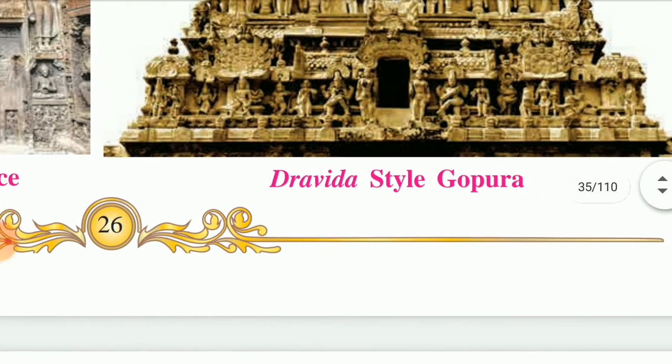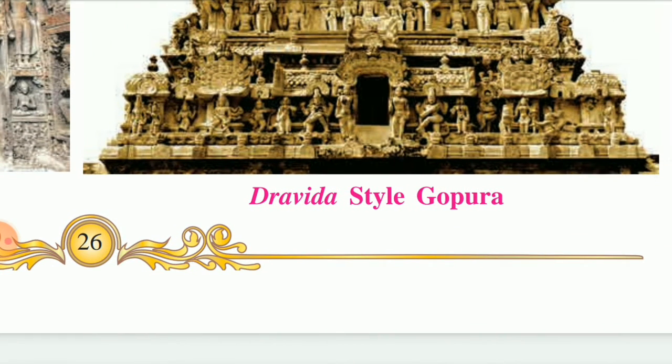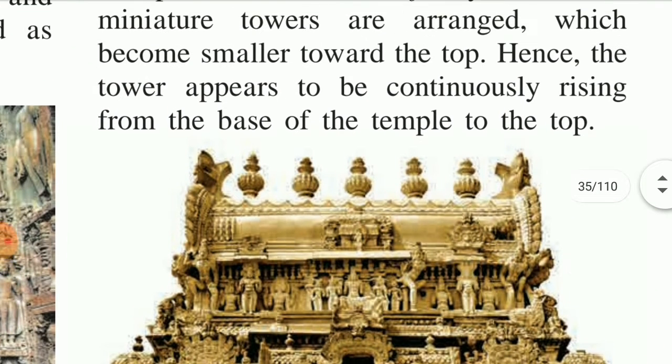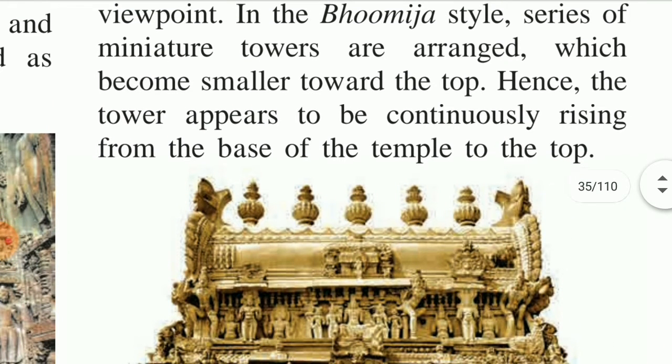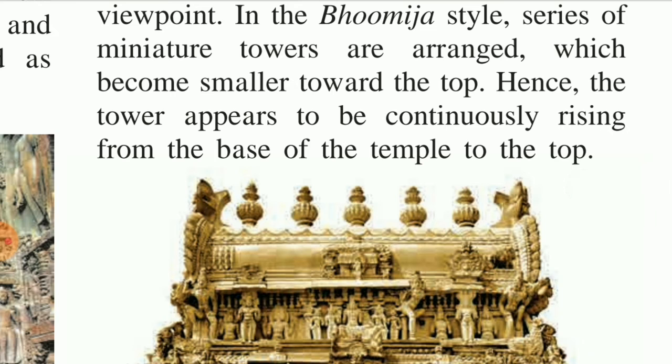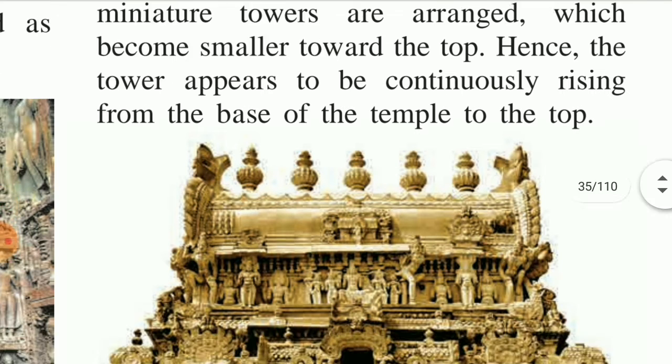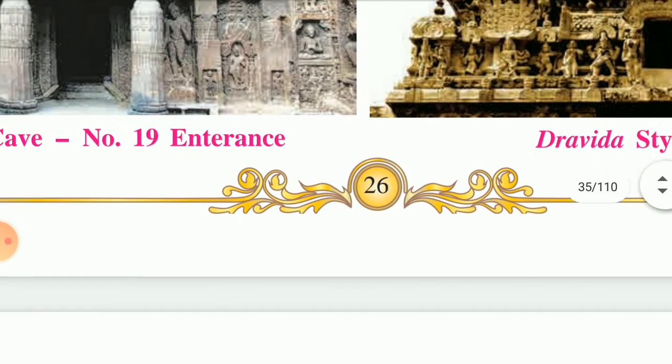Bhumi means the land, and Bhumija means that from the land the tower kept on rising, and several towers together were built, and they keep on continuously rising up. This is called the Bhumija style of temple.